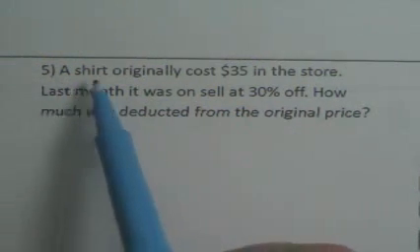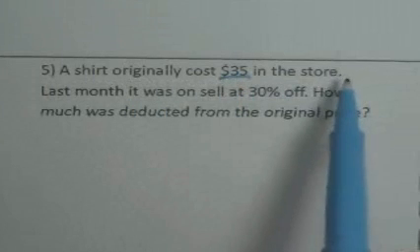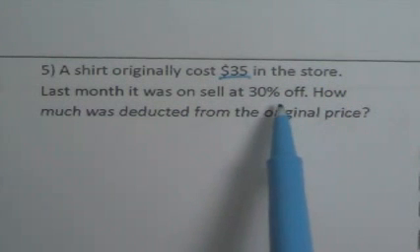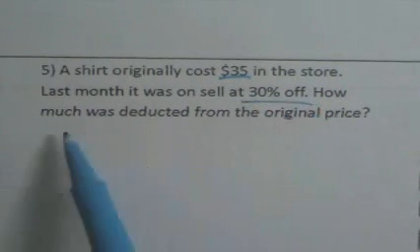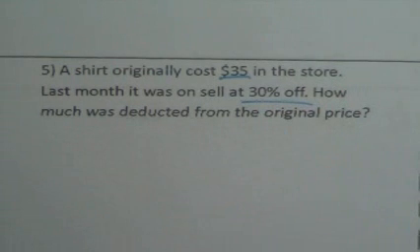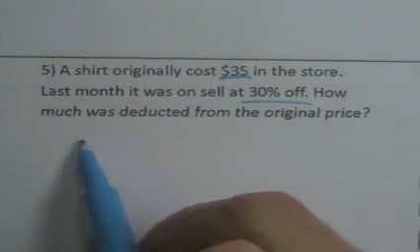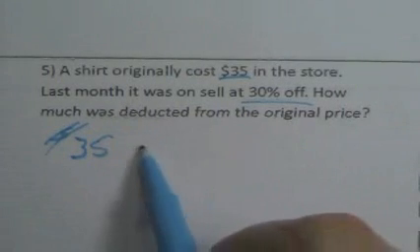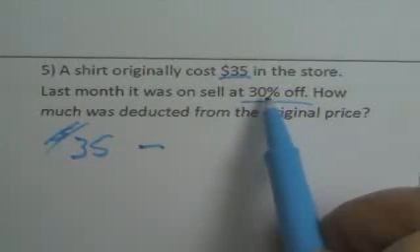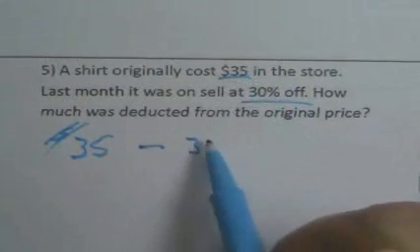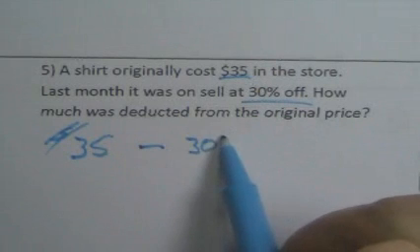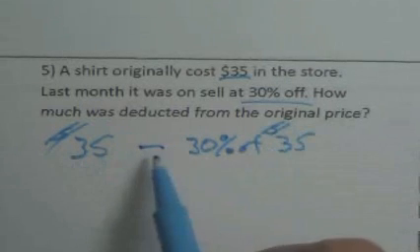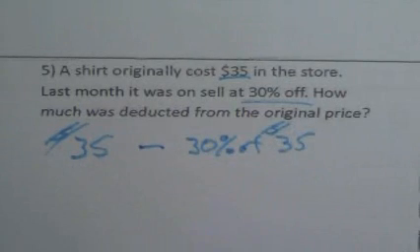Okay, number 5. A shirt originally cost $35 in the store, and last month it was on sale for 30% off. They're taking away 30%. How much was deducted from the original price? Okay, so they start with $35, and then they're going to subtract 30% of $35. Okay, so 35 minus 30% of 35.